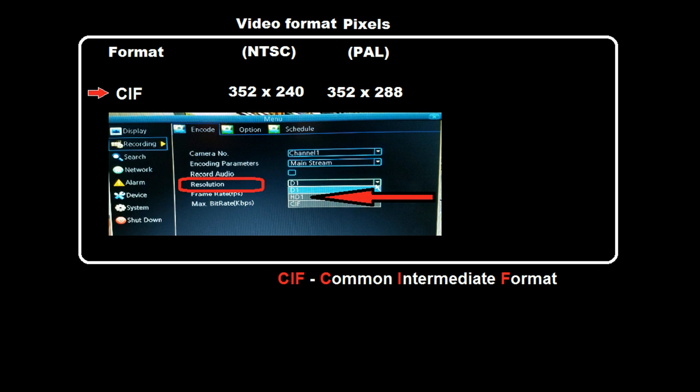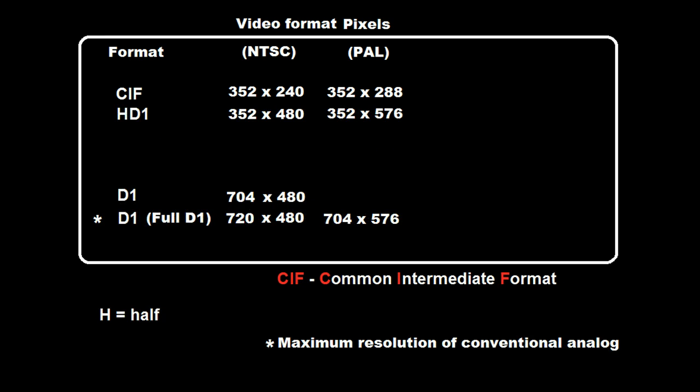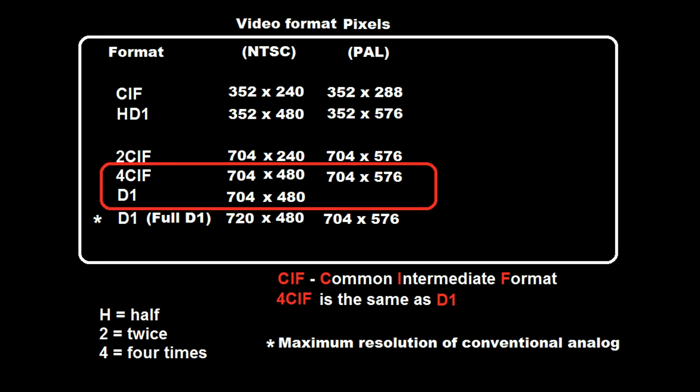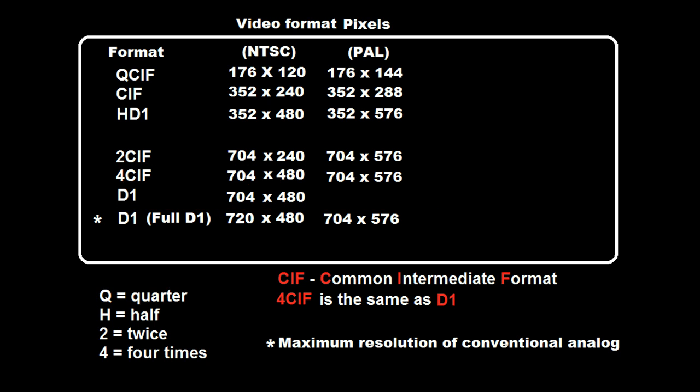The other entry on this recorder is HD1. The H means half, so horizontal resolution will be half of what D1 is. If you see the number 2, that means twice. So with 2CIF, the horizontal resolution is twice what CIF is. 4 means 4 times. Both the horizontal and the vertical resolution will be twice that of a normal CIF. Here's an interesting fact. The resolution of 4CIF and D1 are exactly the same. If I had to guess, I'd say they changed the name to D1 for advertising purposes. And the last standard analog format is QCIF. Q means quarter, so both horizontal and vertical is cut in half.